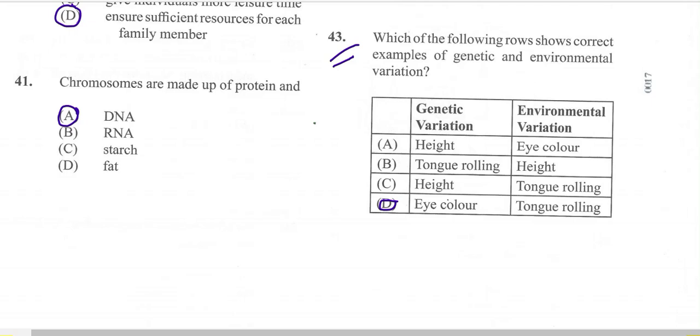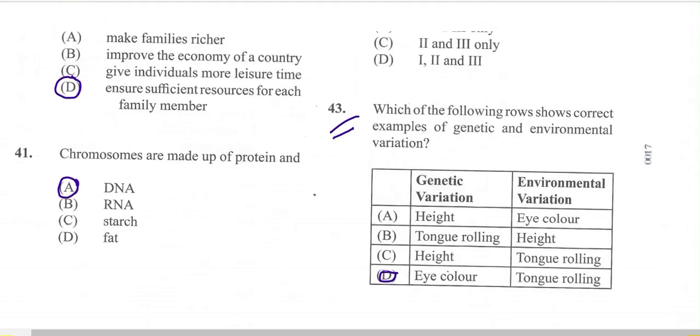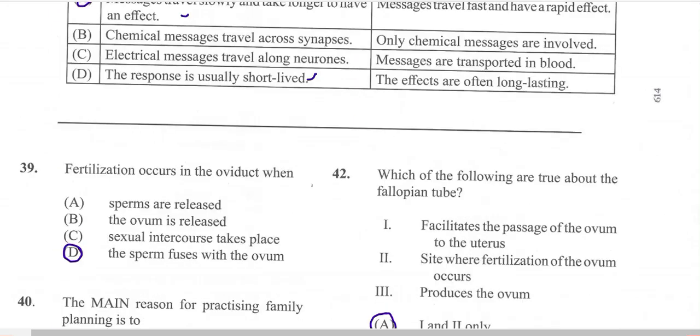Question 41. Chromosomes are made of protein and DNA. And then we have ribonucleic acid, RNA, and we have deoxyribonucleic acid at A. So A is the answer there for 41, not starch nor fat. We move on over to question 42.